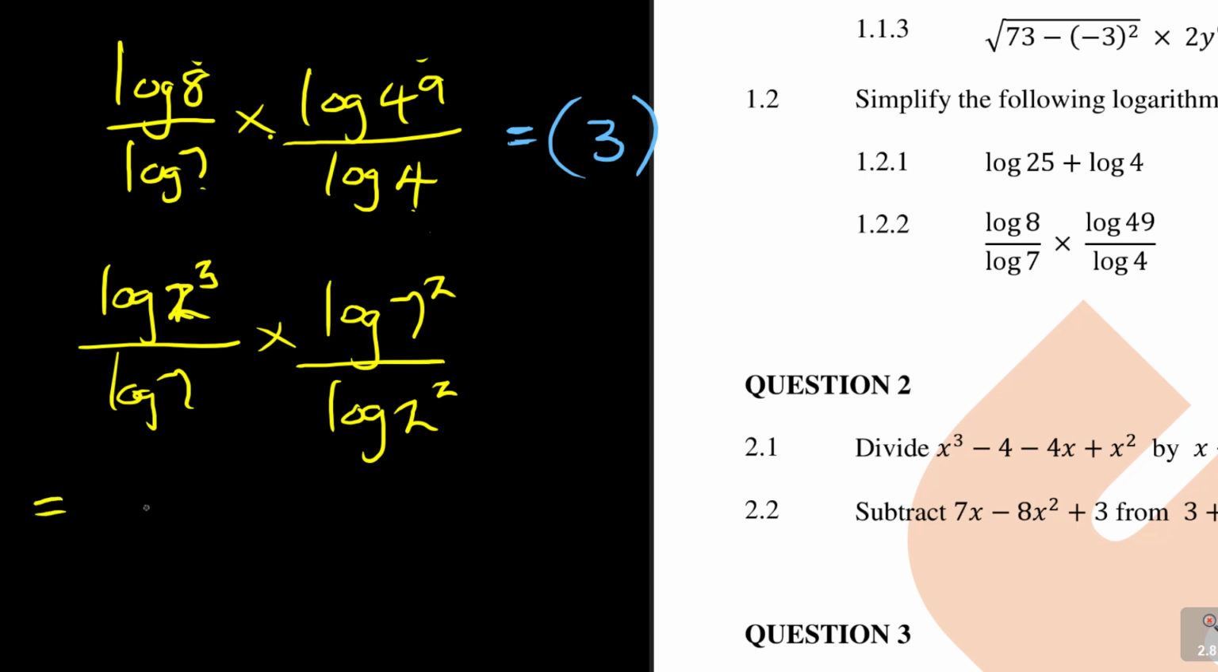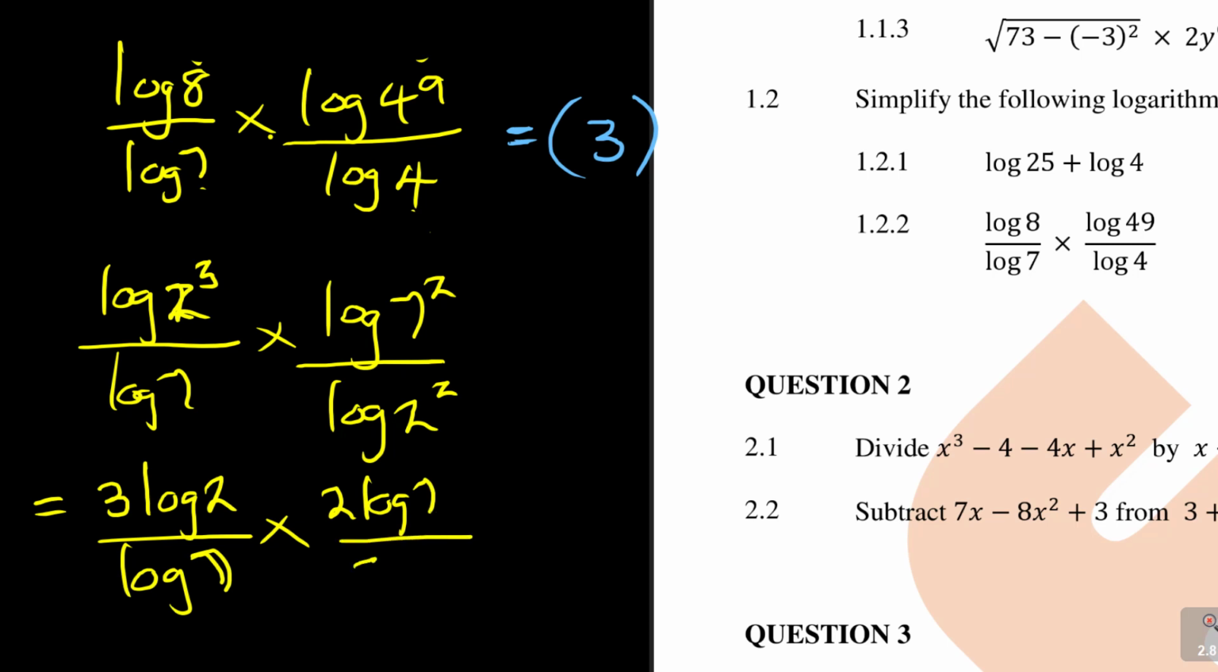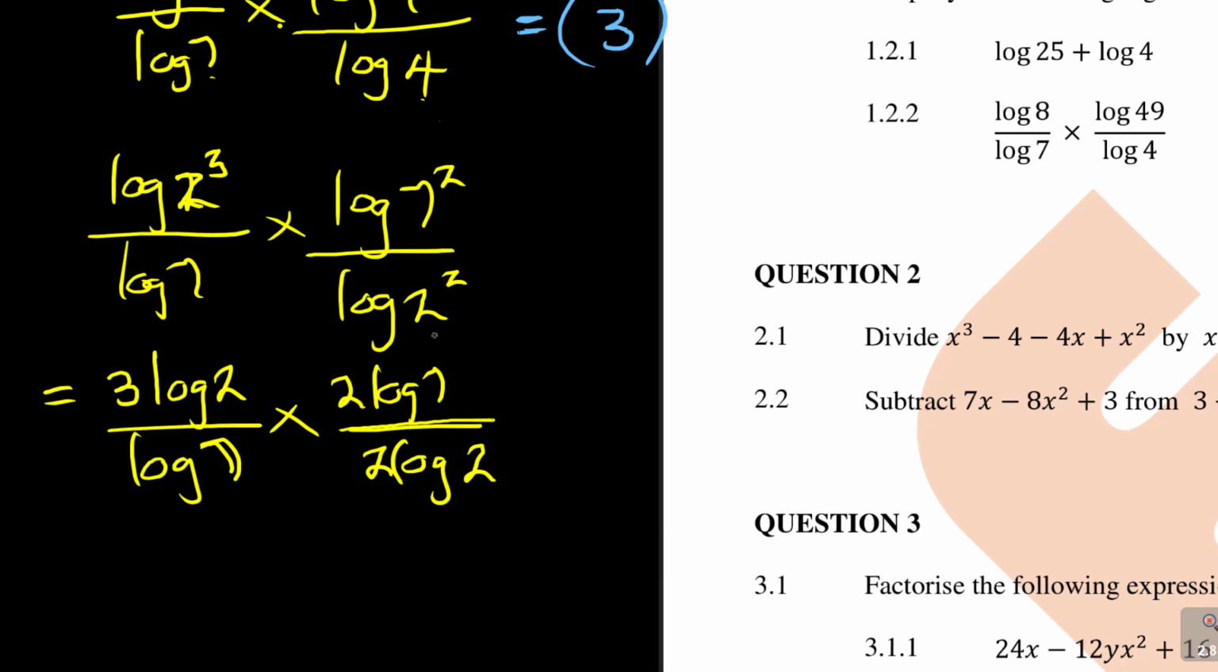You drop in front. What do I have there on top? For the 2 to the power of 3, it will be 3 log 2, over log 7 times 2 log 7. And 2 log 2. Or you could just take it as a 1. Can you just take it like a 1? No, because the base there is 10. Remember, the default base is 10, so it cannot be a 1.